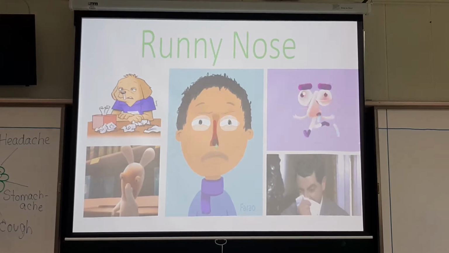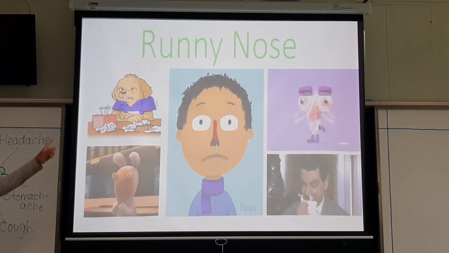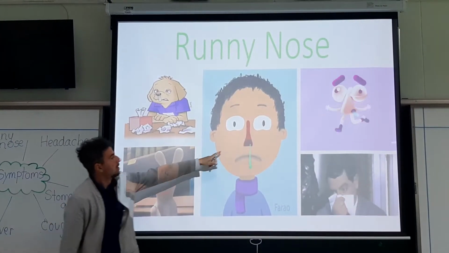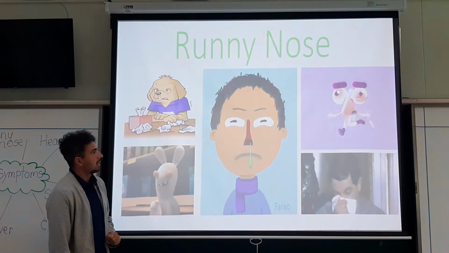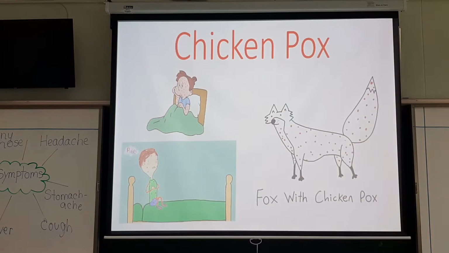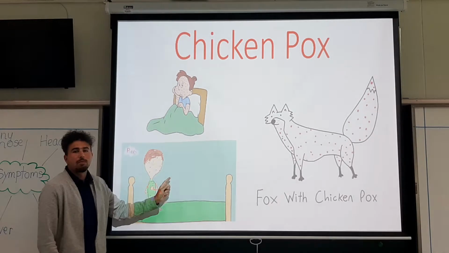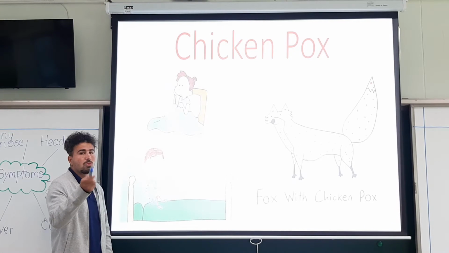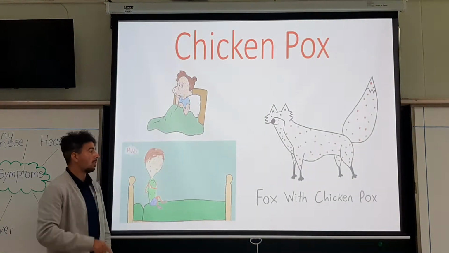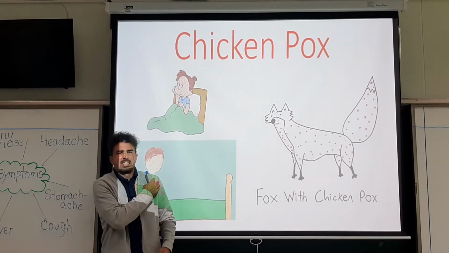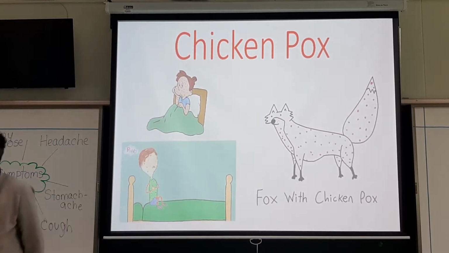So the first one, this is runny nose. Runny nose. When your nose starts spitting phlegm, okay? The next one is chicken pox. Chicken pox, when we get red spots all over our skin. We only get it one time in our life. Maybe you've had it, maybe you haven't, but you will have it one time in your life for sure, 100%. Red spots on your skin, and they itch, itchy, itchy, yeah, itchy, okay, just like here.